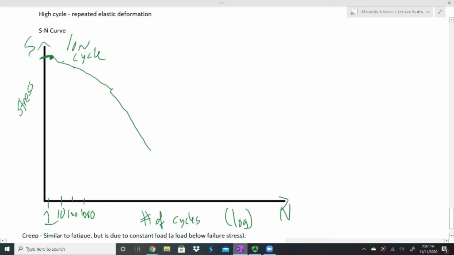Then I'm going to get to a point where I get into my high cycles. My numbers get really, really big. Maybe this is 10,000 to a billion. It's my high cycle loading, something that can take a whole lot of loads before it fails. And some materials will eventually flatten out, and this is our fatigue limit.